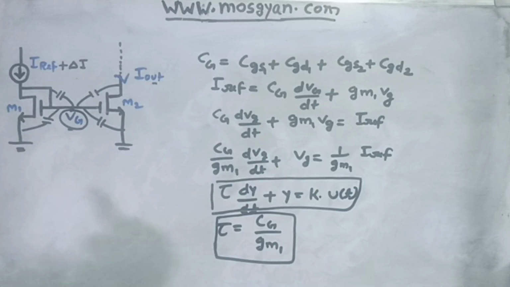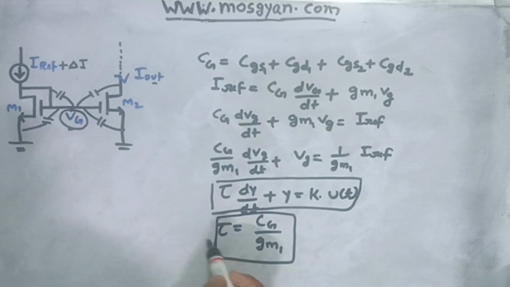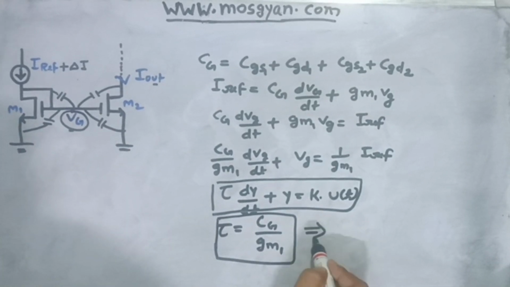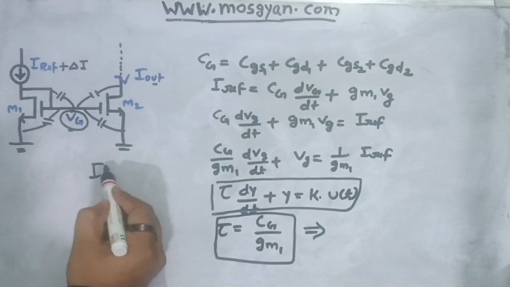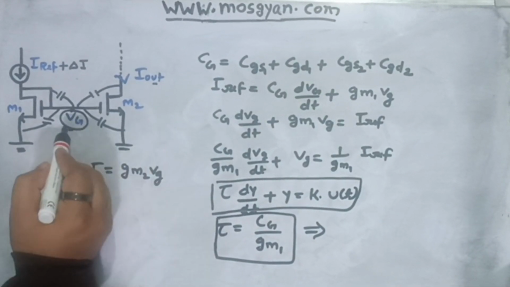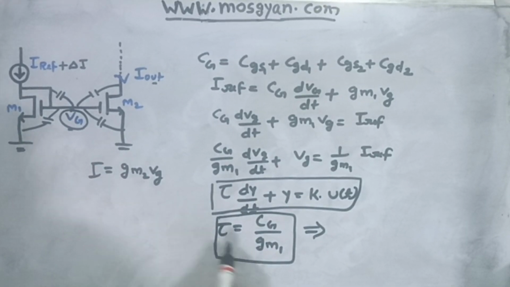Now once the gate potential is settled, then only will the output current vary. So output current will be varying after this amount of time. And the output current is nothing but gm2 into Vg. That means it is a function of Vg. Once Vg is settled, then only the output current will change. And Vg, we are calculating, will be settling after Cg upon gm1 time.